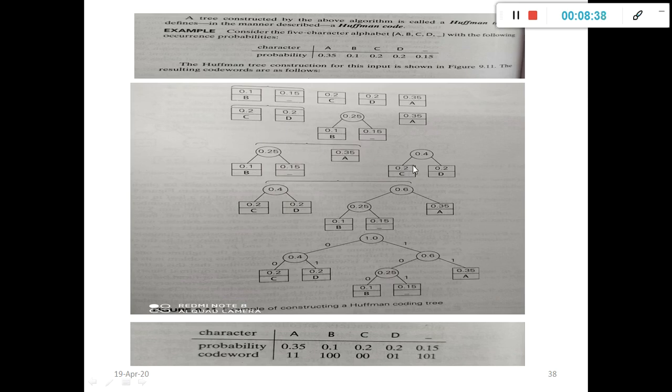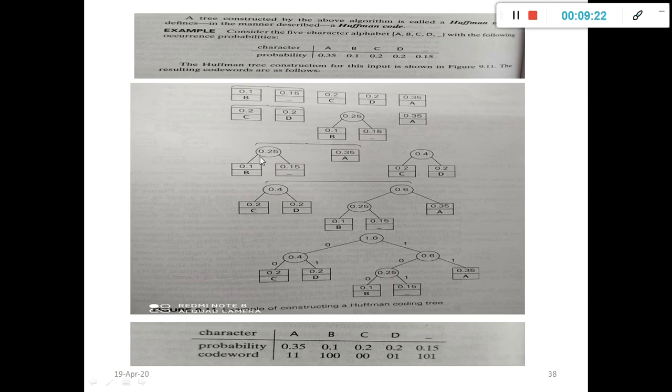Make C the left subtree for this new tree 0.4 and D the right subtree for this new tree 0.4. Then add the probability values of C and D. It will generate a new tree with the root value 0.4. Again, after reordering, we get the new order: the probability of the first root tree is 0.25, the probability of character A is 0.35, and the probability of the second tree is 0.4, with the left value C and the right value D.